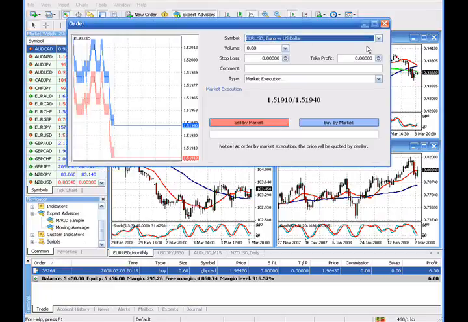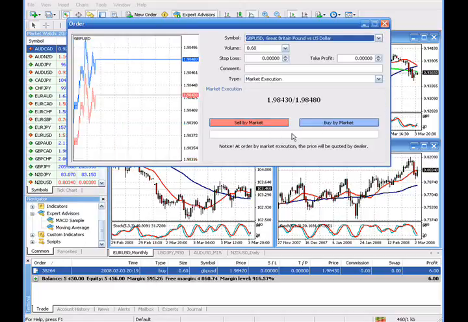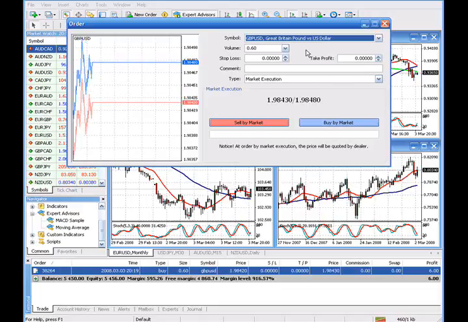British pound, oops, sorry, that's euro US dollar. We want British pound US dollar. Why are we going to British pound US dollar? Because down here, that's the pair that I'm long. I bought the British pound US dollar. I'm long a position of 0.60 lots. Now let's say I want to sell 0.60 lots of the same currency pair. Now logic says that if I sell 0.60 of what I bought, 0.60, I should be flat, correct? Well, let's see what happens.